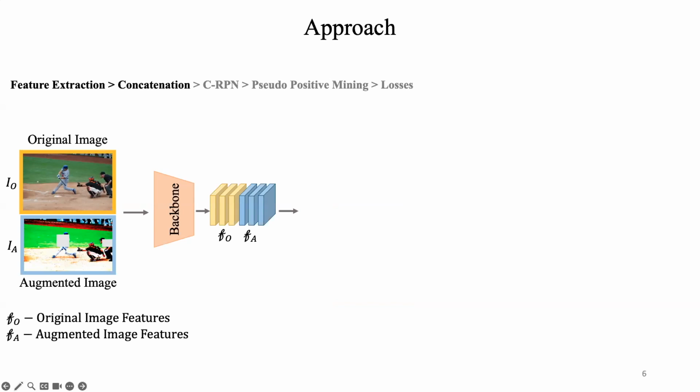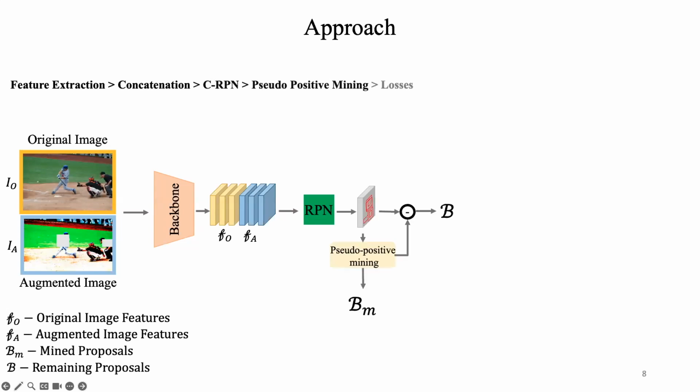Following popular self-supervised methods, given an image, we compute an augmented version of this image. We use a backbone to extract two sets of features, FO and FA, for the original and augmented images. Let's call them original and augmented image features. We concatenate these features and use a common RPN to get proposals. This RPN takes in both features and is able to predict a common set of proposals utilizing both views of the image.